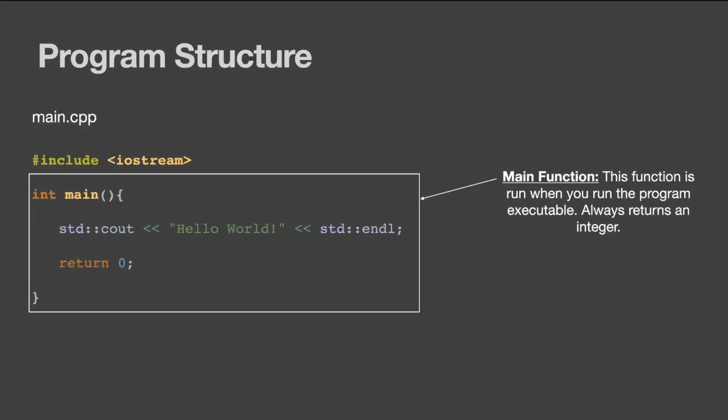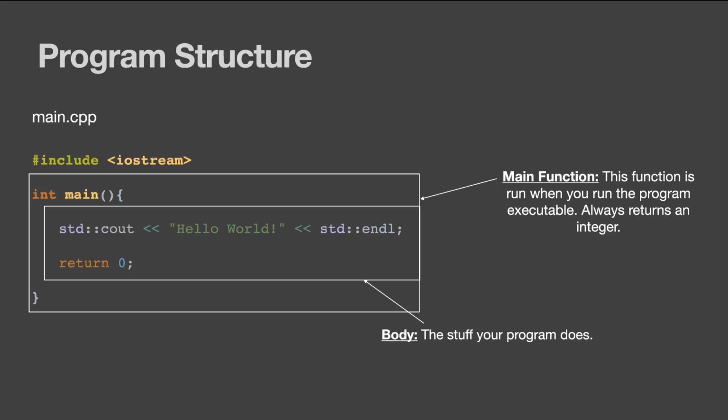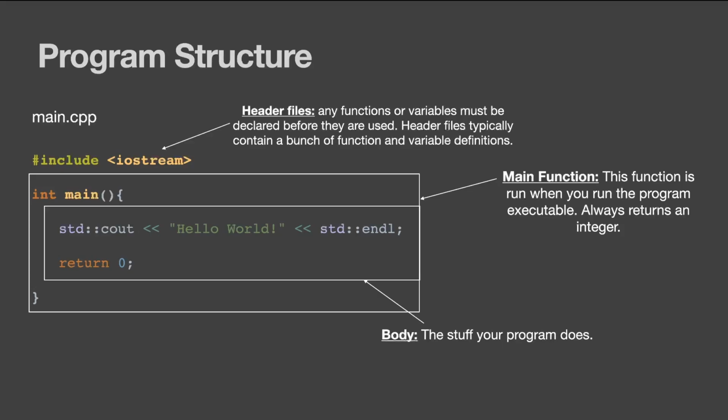So all programs in C++ need a main function. The main function is called main, and it always returns an integer. Functions in C++ are encapsulated by these curly braces, and anything inside of that is essentially the body of your program. So this is the thing that it does. And you want to return an integer value, usually corresponding to whether the program ran successfully. We also may have header files at the top.